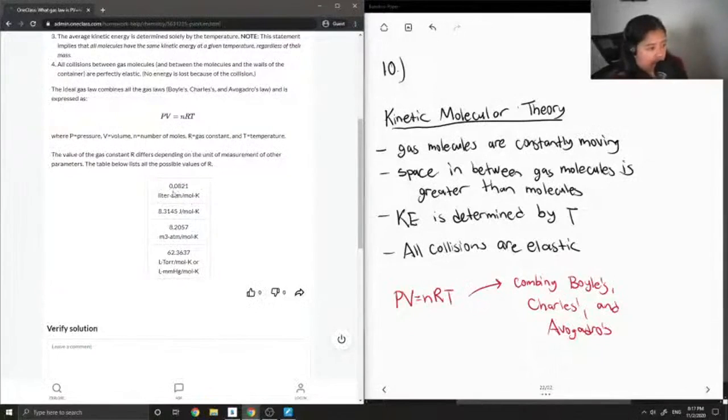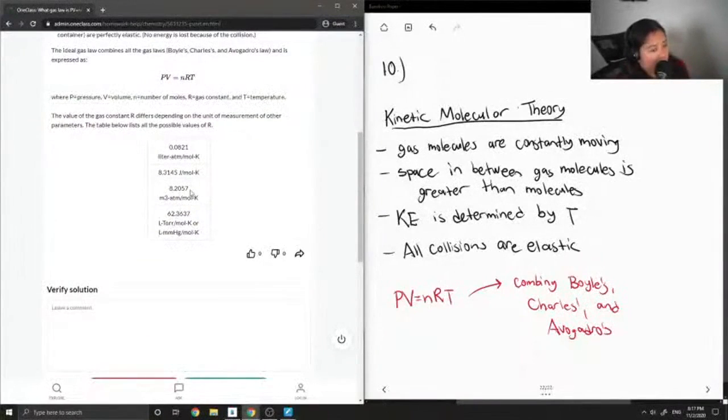So this 0.0821, this is the same thing that I calculated in the previous question, and it is in liters times atm over mole times Kelvin. 8.3145 is another common R value that you may have to deal with, and its values are in joules over mole times Kelvin.